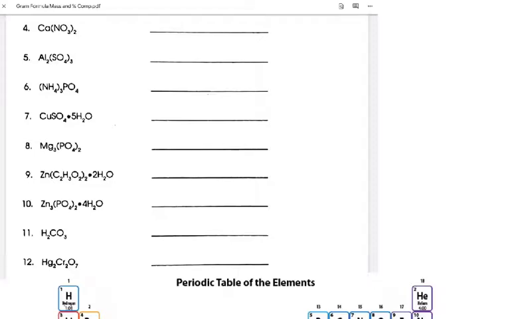Hi everyone, this is calculating gram formula mass and percent composition. We're going to start with formula mass first. This is also called molar mass. We're just doing it of a compound.